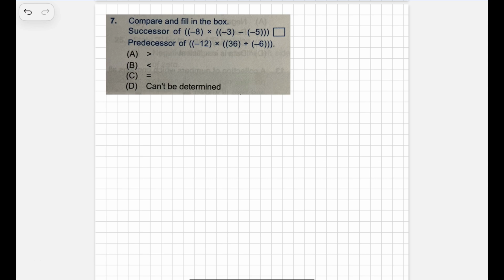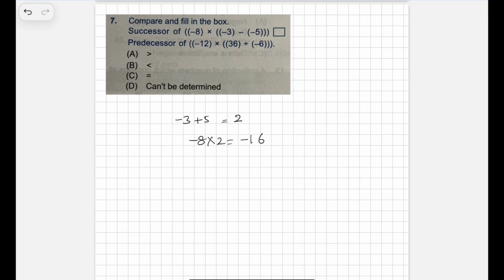Compare and fill in the box. Successor of minus 8 into minus 3, minus of minus 5. So here also always apply the BODMAS rule. First finish the bracket. We will subtract minus 3, minus of minus 5. So this is minus 3 plus 5. This is nothing but 2. Now minus 8 into 2, which becomes minus 16.